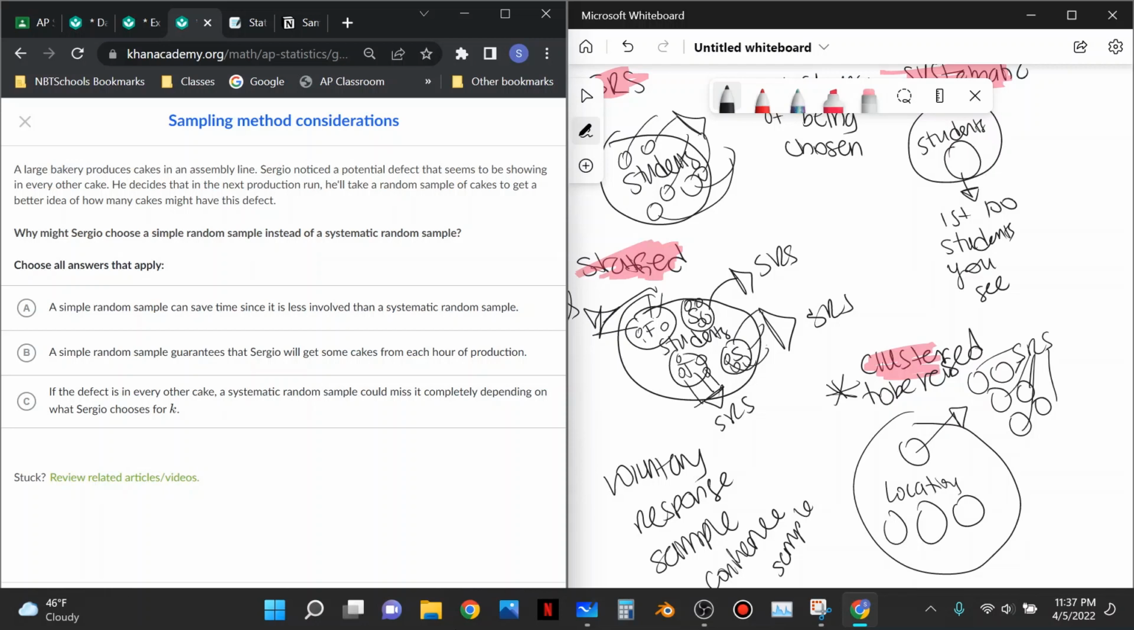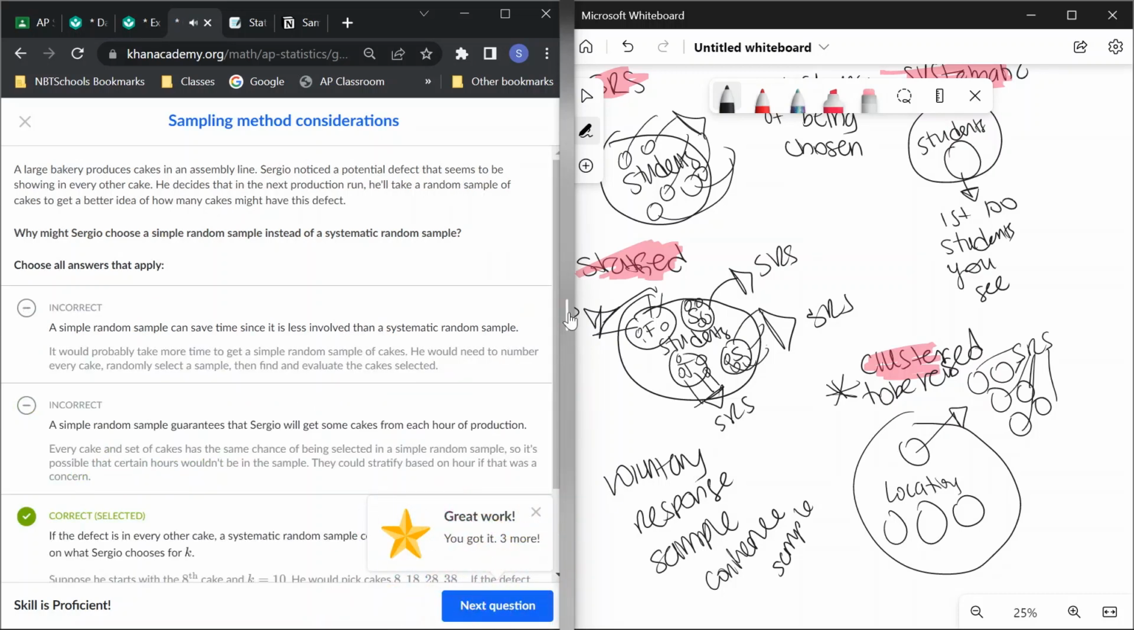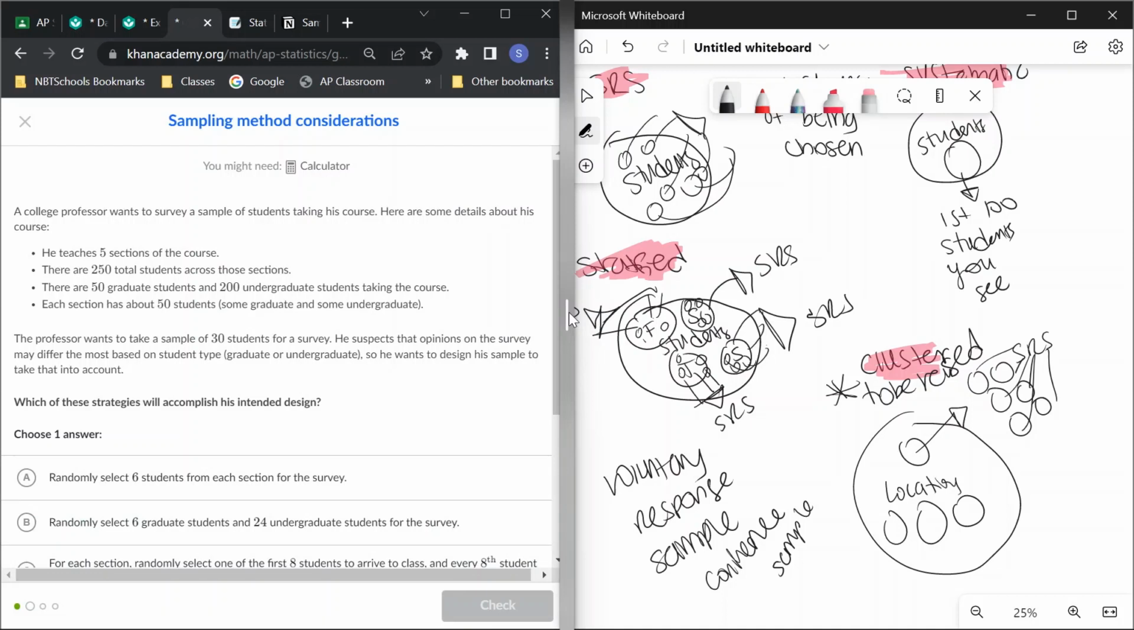Okay, why might Sergio choose a simple random sample instead of a systematic one? Let's read the problem again. A large bakery produces cakes in an assembly line. Sergio noticed a potential defect that seems to be showing in every other cake. He decides that in the next production run, he'll take a random sample of cakes to get a better idea. A simple random sample guarantees that Sergio will get some cakes from each hour of production. If the defect is in every other cake, a systematic sample could be completely dependent on what Sergio chooses. Exactly.